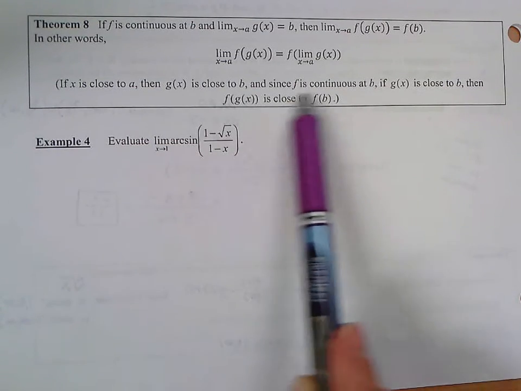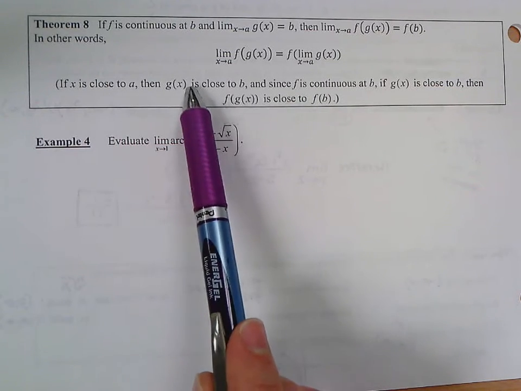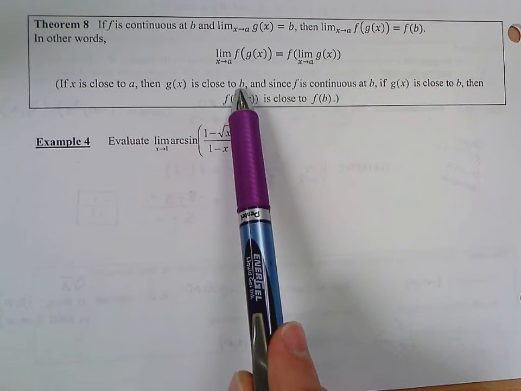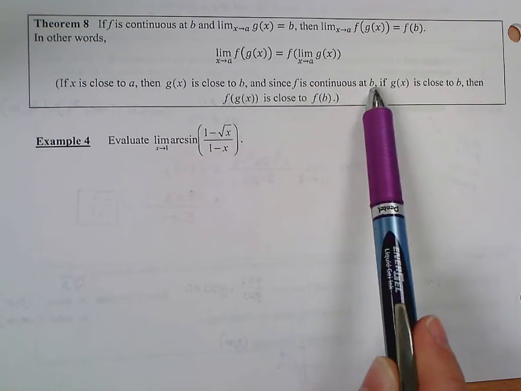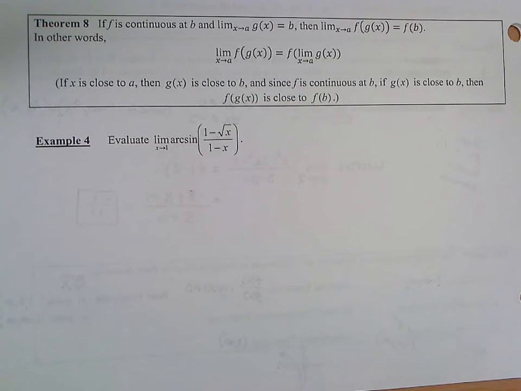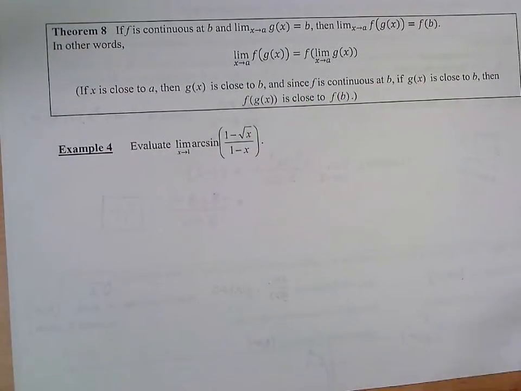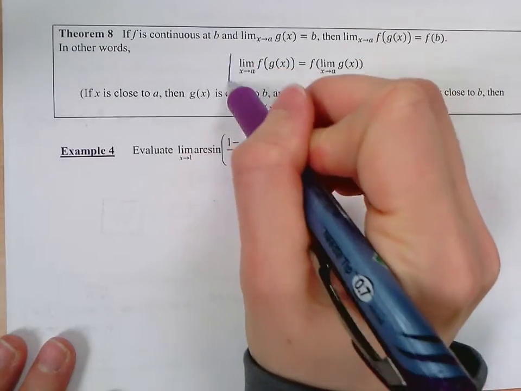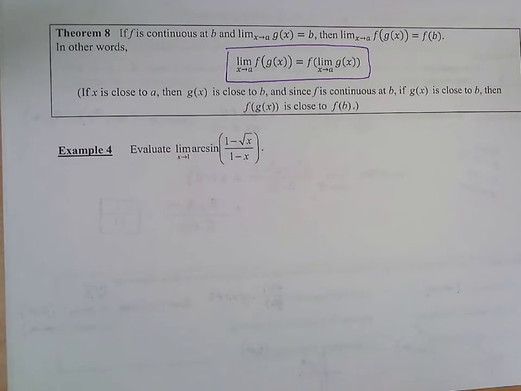And then this is in words explaining that idea. If x is close to a, g of x is close to the y value b for g of x, but then f is continuous at b, so b would be an x value for f. If g of x is close to b, then f of g of x is close to f of b. Whether or not that wording helps you, maybe it's confusing, this is the idea that you need to understand right here: you can take the limit of the inside function and then just evaluate f of that limiting value.